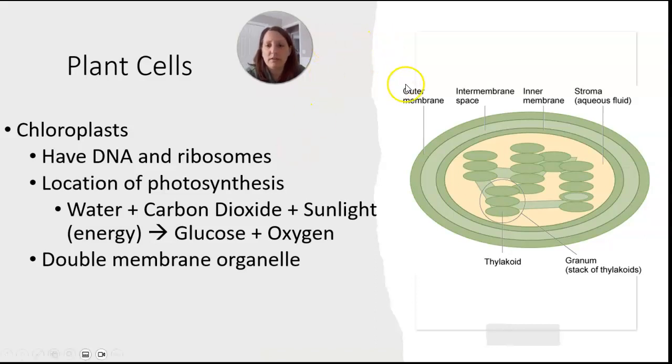And so you can see that there's this outer membrane and then there's an inner membrane. And there's a space in between called the intermembrane space. Okay, the fluid inside is called the stroma. And then we have these stacks here. A stack is called a granum, and a single one of these disc-shaped structures is called a thylakoid. And again, when we get into photosynthesis, we'll talk more about those structures. So that's it for part 2.